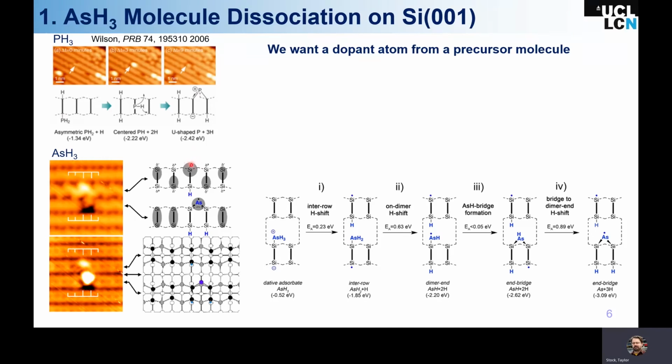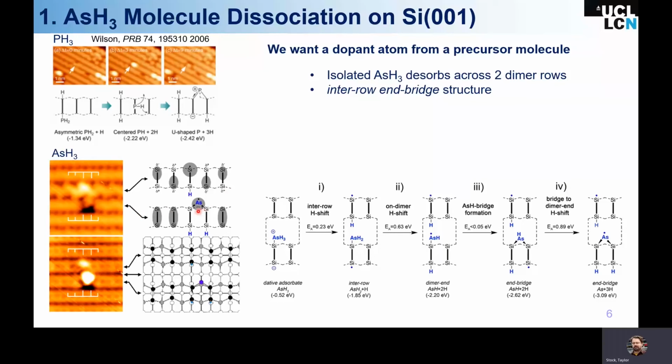Somewhat surprisingly, you do not find this multi-species of the dissociation products. Instead, you find a single feature, predominantly a single feature, which has a notably different appearance. And using DFT and STM measurements, we find this feature, which is shown here in filled and empty states STM images, is in fact the interrow end bridge structure.